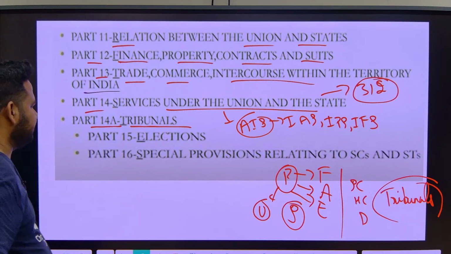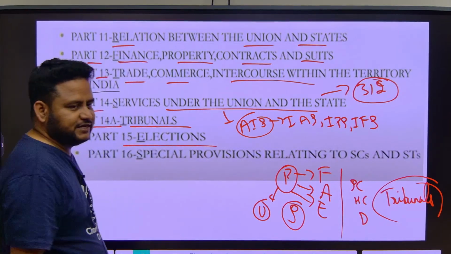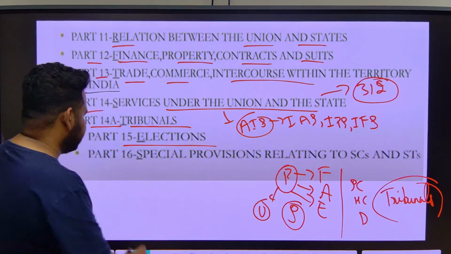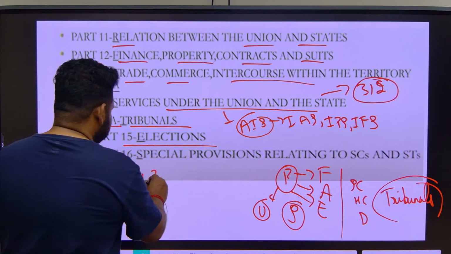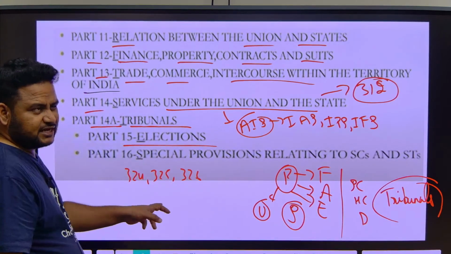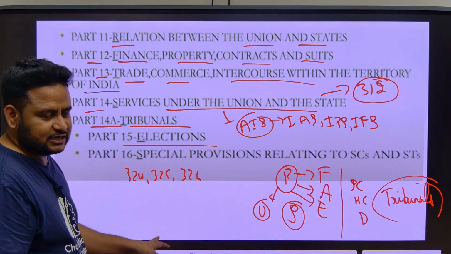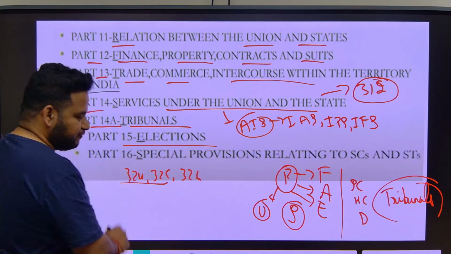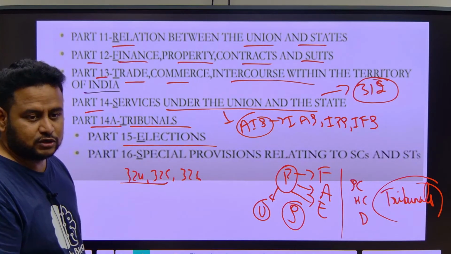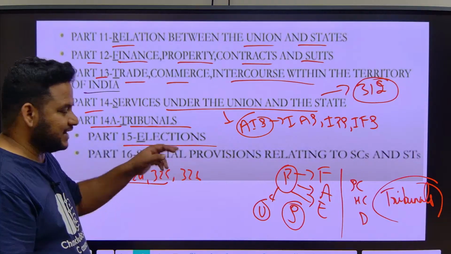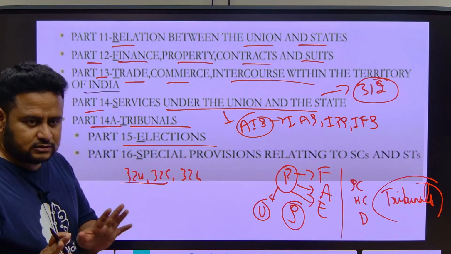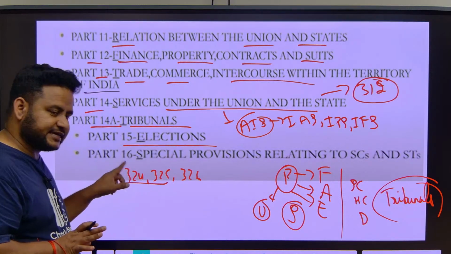Now Part 15 is elections. Articles 324, 325, 326, actually 324 to 330 or 331, talk about elections. Article 324 is very important because it talks about our right to vote. So Part 15 is elections.